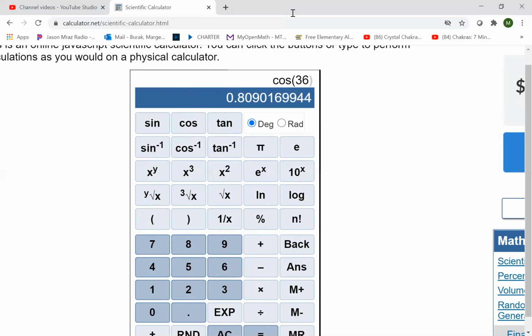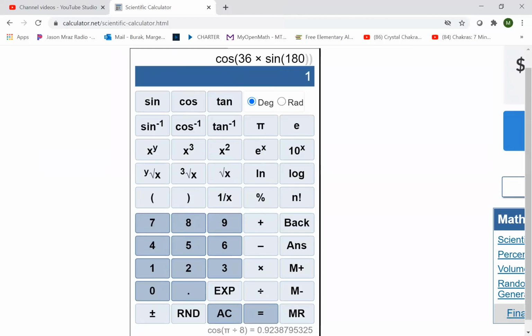And then the next one on your lecture sheet is sine of 180 degrees. Now, sine of 180 degrees, I can do without a calculator because that's the y coordinate of 180 degrees, and that's 0. But let's prove it right here just to show. So we want the sine of 180 degrees, and oops, I didn't clear. Clear. Okay, sine of 180 degrees, and there's my 0.